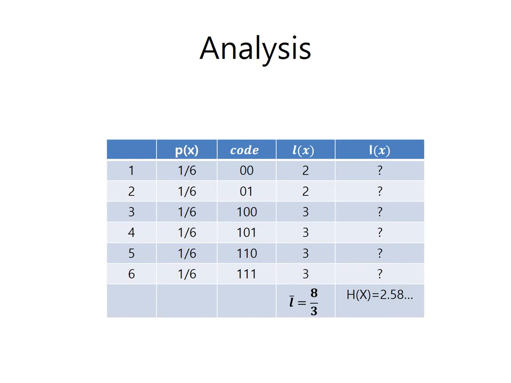Let's analyze this quantitatively. Code length is 2 or 3, and entropy is 2.58, and the average code length is 8/3. So 1/6 multiplied by 2, 1/6 multiplied by 2, and 1/3 multiplied by 3, all of them summed, make 8/3. 8/3 is 2.666, and it is closer to the entropy 2.58 than the 3-bit fixed length code. It decreased a little. However, compared to our hard work, it did not decrease much.